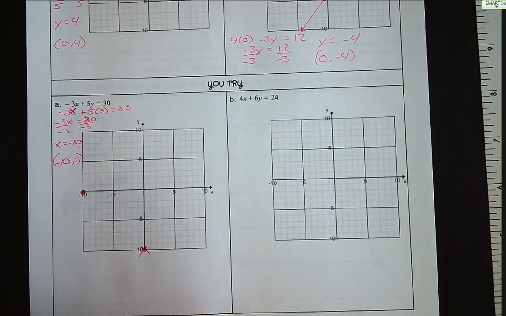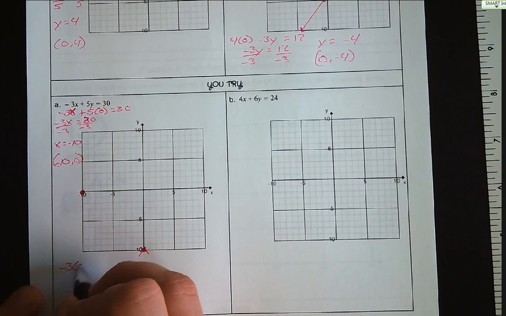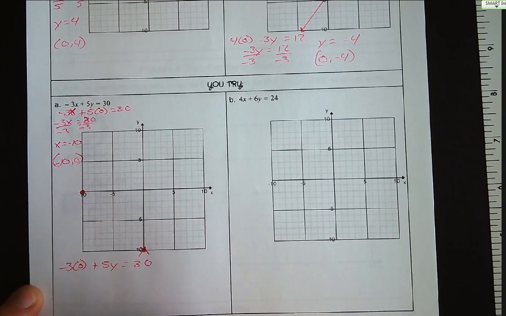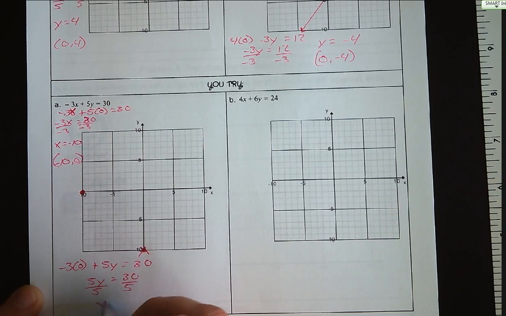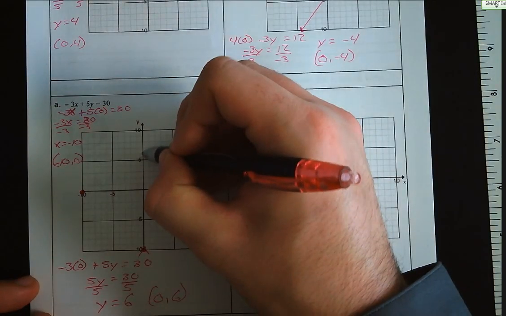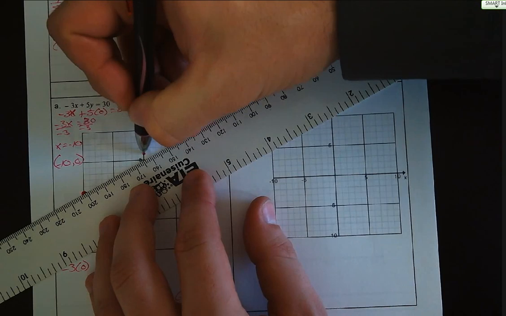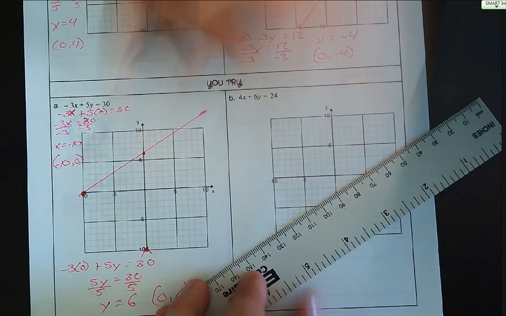And for our y-intercept, we're going to plug in 0 for x. So we have negative 3 times 0 plus 5y is equal to 30. So 5y is just going to be equal to 30. Divide both sides by 5, and y is equal to 6. So our point is at 0, comma 6. We're going to go up 6 from the origin, and there we go. We got our two points, and we can draw our line from there. Make sure your line goes across the entire grid.